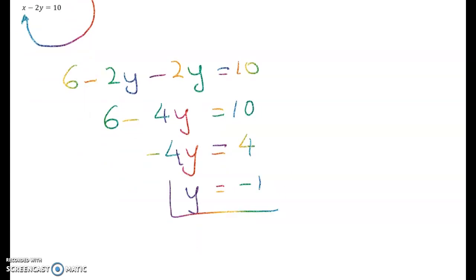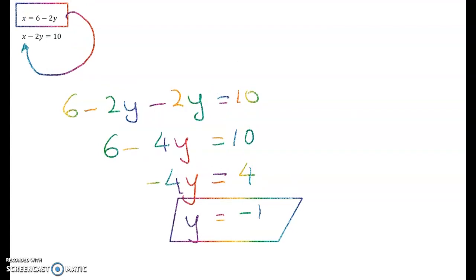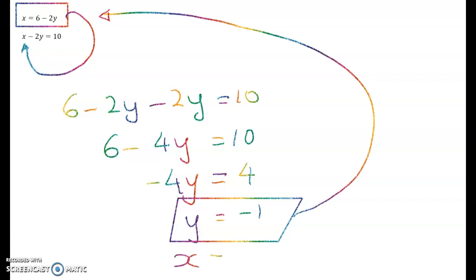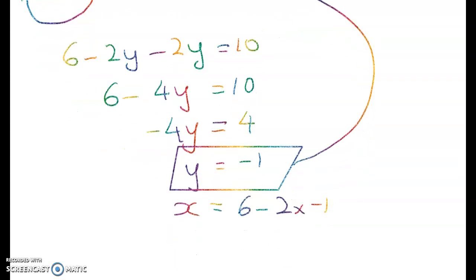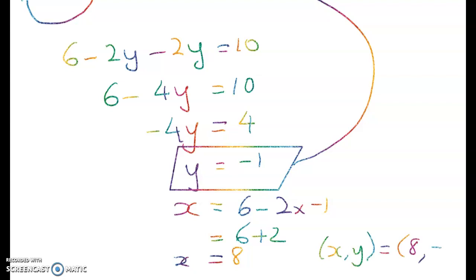We take the y equals -1 and we substitute it back into here to get x. And we get x is equal to 6 minus 2 times -1, which is 6 plus 2, x is equal to 8. So my answer here is x, y is equal to 8, -1. That's my final answer for that one.